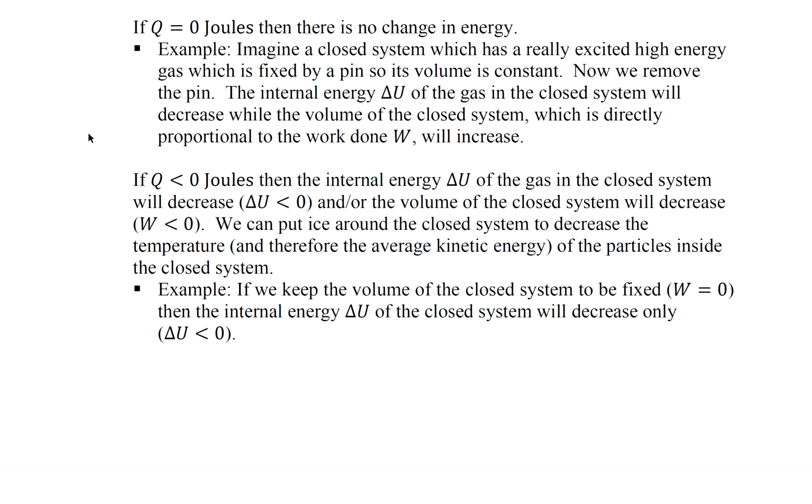Now if Q is less than 0 joules, then the internal energy delta U of the gas in the closed system will decrease, and/or the volume of the closed system will decrease. We can put ice around the closed system to decrease the temperature and therefore the average kinetic energy of the particles inside the closed system.